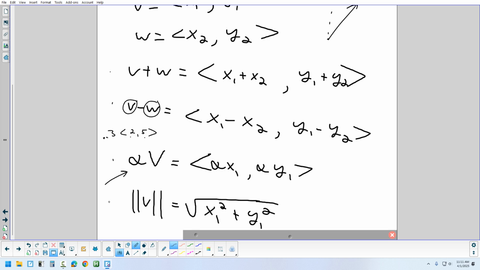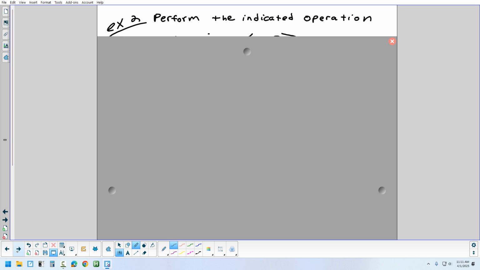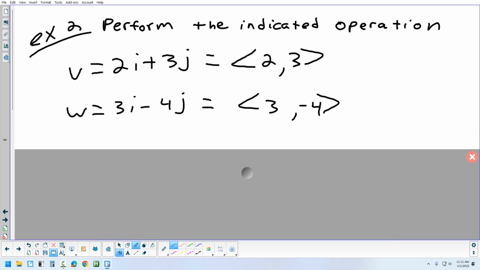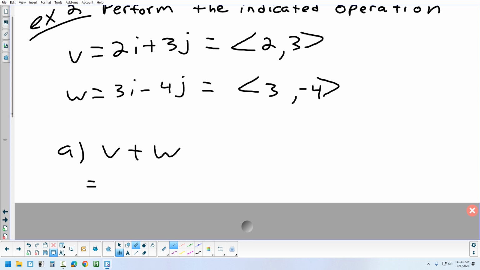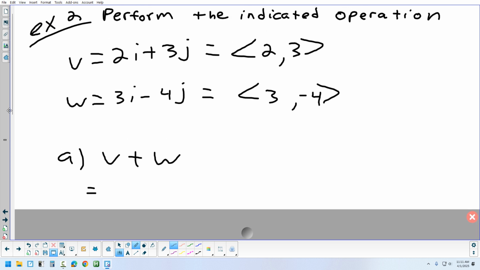All right, let's try one of each one. So I'm giving you 2 vectors. I'm giving them in unit vector notation and algebraic. And we'll write our answer both ways. Let's start with v plus w. All right. So when you're combining them, think of just like combining like terms. You can combine the horizontals together and the verticals together and keep them separate when you're done.